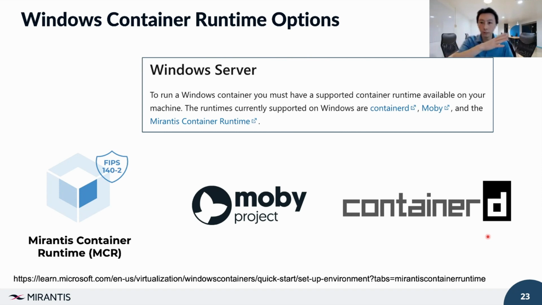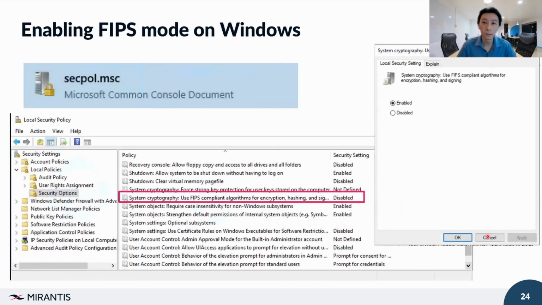Remember back to the STIG implementation, we're looking at how do you make sure that Windows is running in FIPS mode, and also your container runtime is running in FIPS mode. It's actually pretty straightforward. So enabling FIPS mode on Windows is really a simple configuration change.